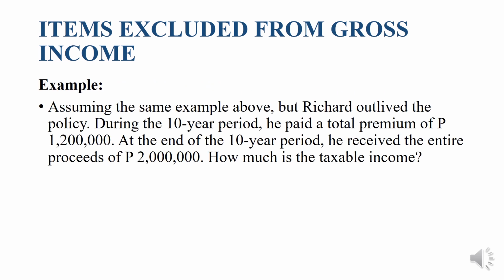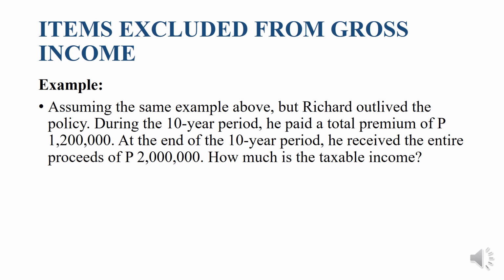Example, assuming the same example above, but Richard outlived the policy. During the 10-year period, in which he didn't die, he paid a total premium of 1,200,000. At the end of the 10-year period, he received the entire proceeds of 2 million. So how much is Richard's taxable income? Again, in this case, Richard didn't die. At the end of the 10-year period upon maturity, Richard himself, not the beneficiaries, received the proceeds of 2 million. And during the 10-year period, Richard had paid a total of 1,200,000 for his premiums.